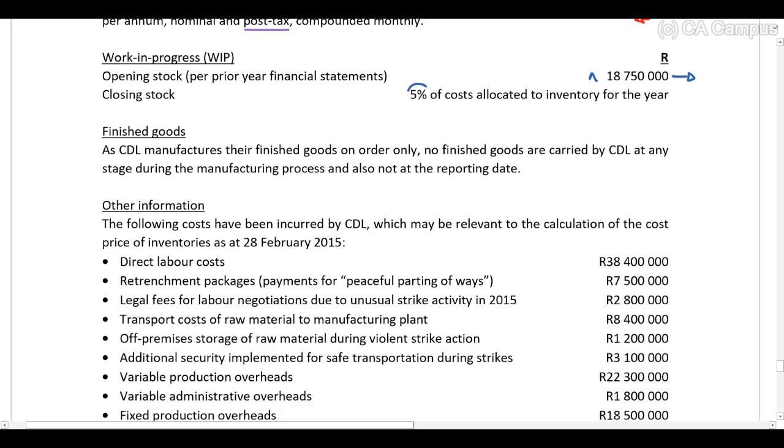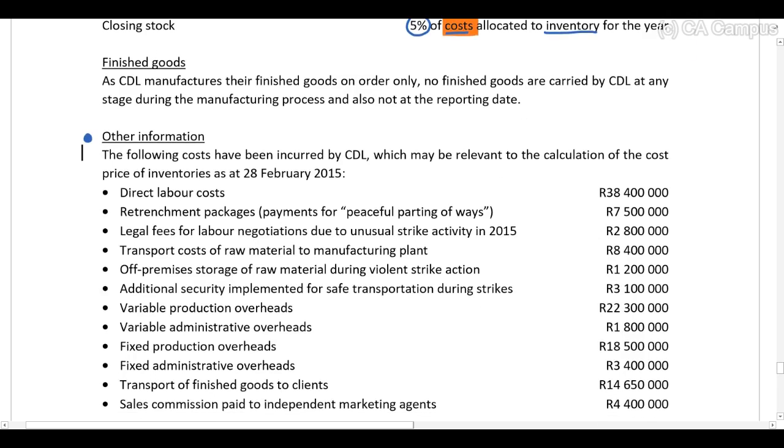Closing stock, 5% of cost allocated to inventory. Now, important to read, guys, the costs allocated. You need to read. If they indicate to you from opening balance as well, you need to include your opening balance. Now, let's look at the costs allocated to identify what should be included in our work in progress.